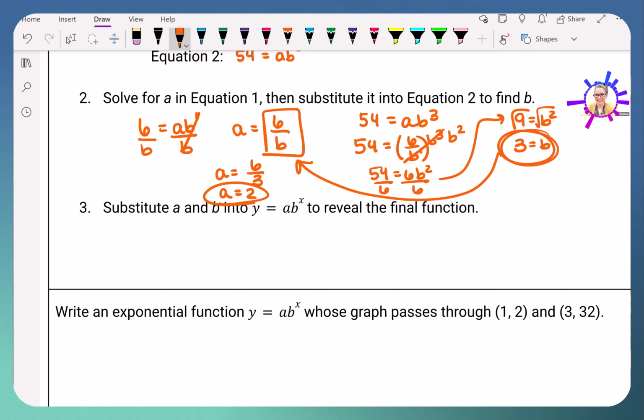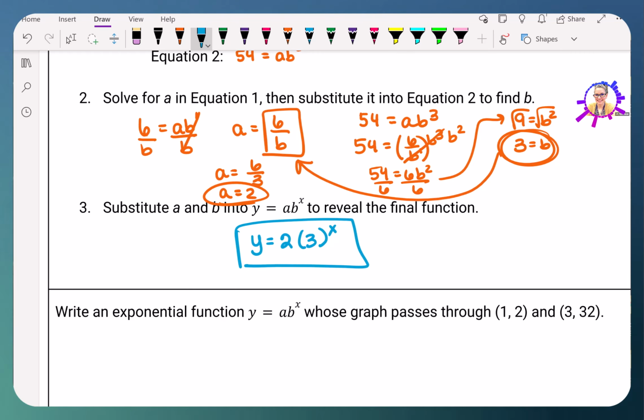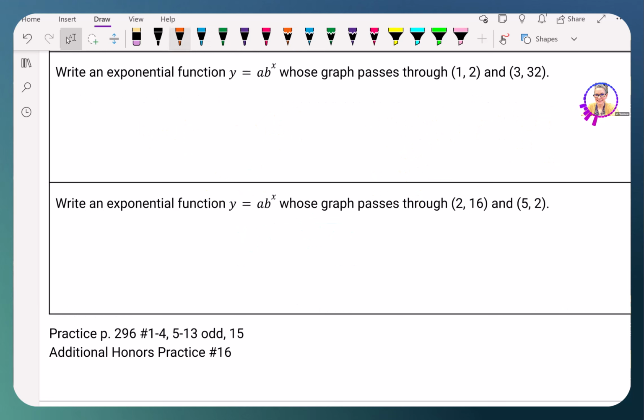So you have enough information to figure out step 3. All you have to do is plug back in the a and the b. So y equals 2, b is 3, and then you have power to the x. So you know it's definitely going to be a growth. Start at 2, and you are multiplying each value by 3. All right, let's take a look at the second one.